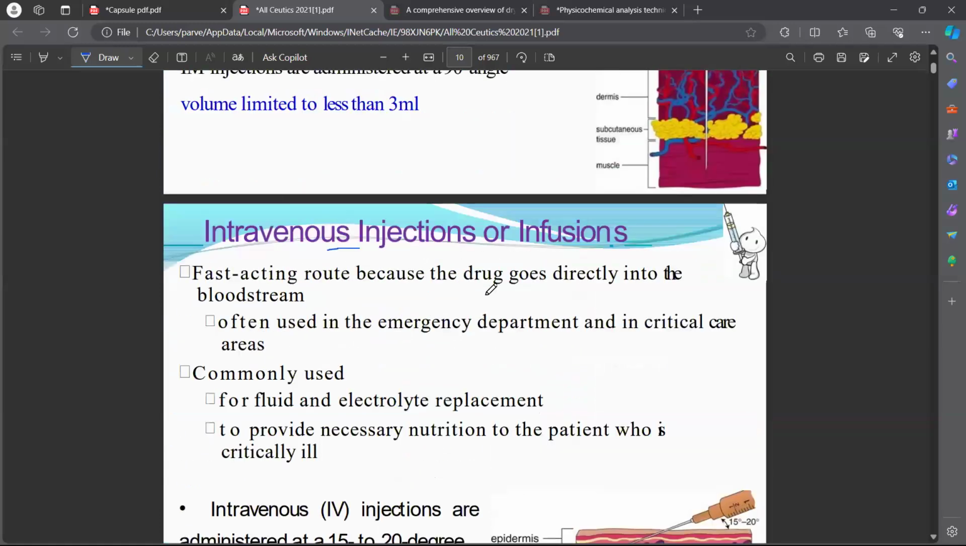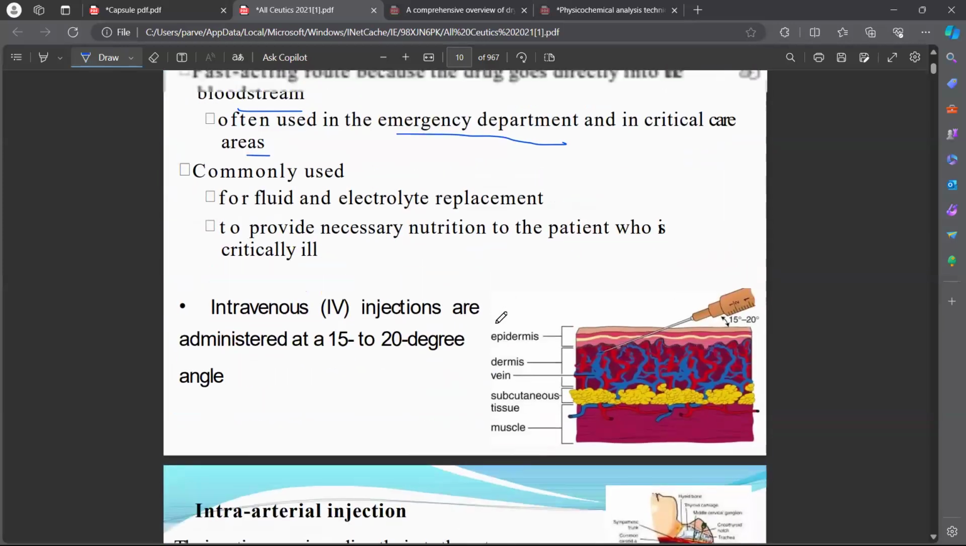Next, intravenous or infusions. Yes, BCG is given through the intradermal route, nice, guys, for allergic testing. Intravenous is fast acting because it is given directly into the vein, the bloodstream, and it is often used in emergencies and in critical areas.